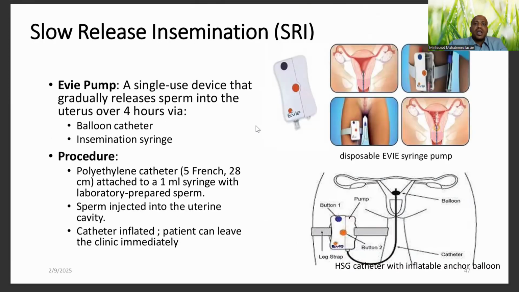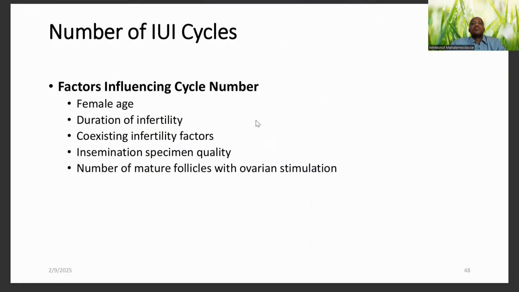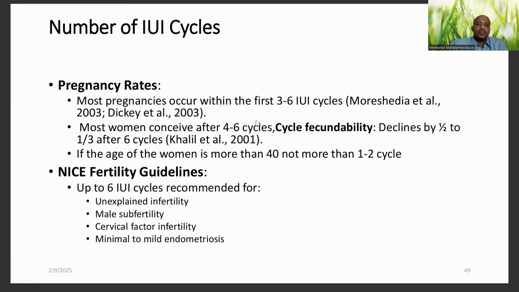There are also new instruments available for intrauterine insemination. Maybe in the near future, we may have a slow-releasing insemination device that can assist you in inseminating the prepared sperm. How many IUI cycles are enough? That depends on the patient: the female age, duration of infertility, coexisting infertility factors, and the sperm quality.